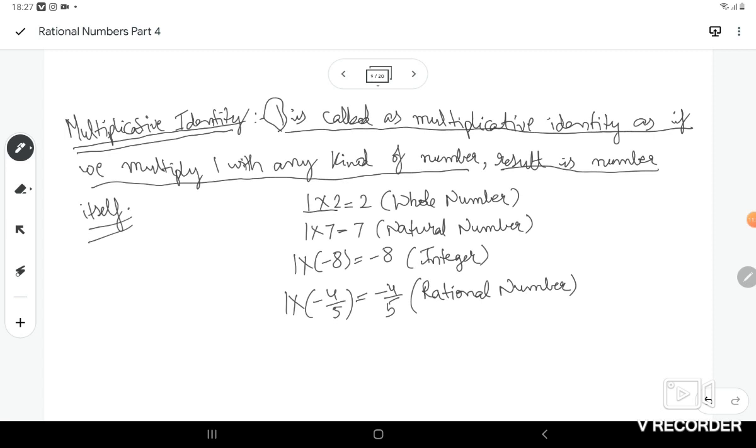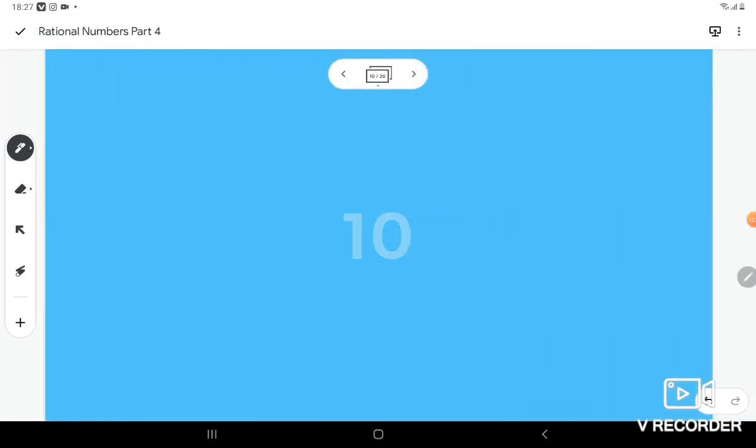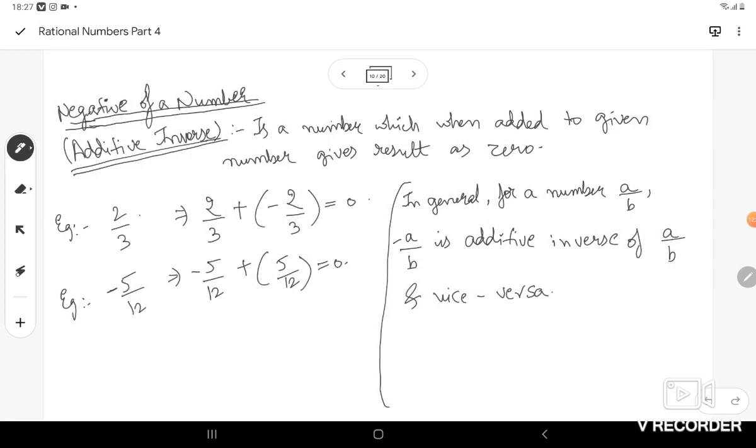So if we multiply 1 by 2, we get 2 as the number itself, which is a whole number. Now if we multiply 1 by a natural number, that is 7, we again get the result 7. Similarly, if we multiply 1 with the rational number -4/5, again we get -4/5, which is again a rational number. So if someone asks what the multiplicative identity is, you have to say that the number 1 is the multiplicative identity. Now let us consider another concept, that is the negative of a number or the additive inverse.